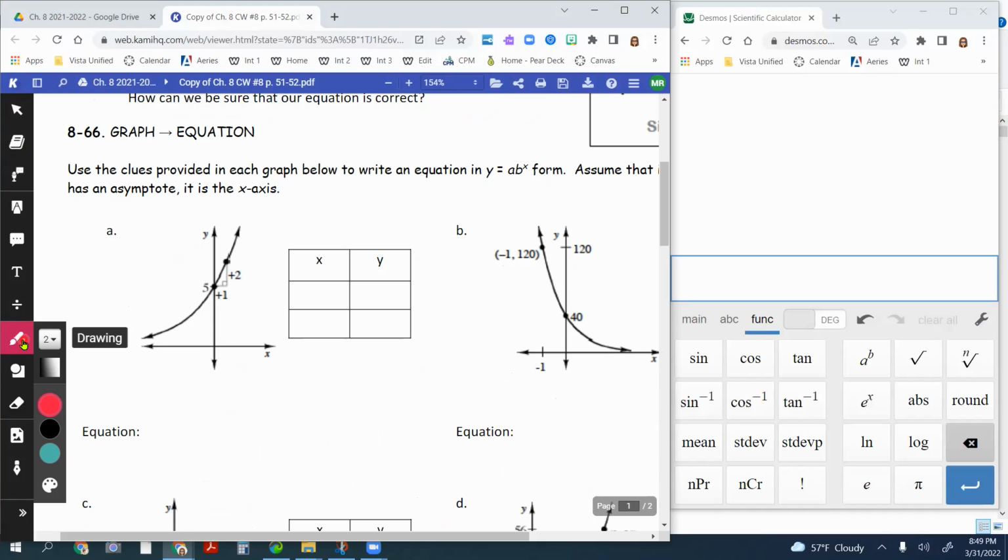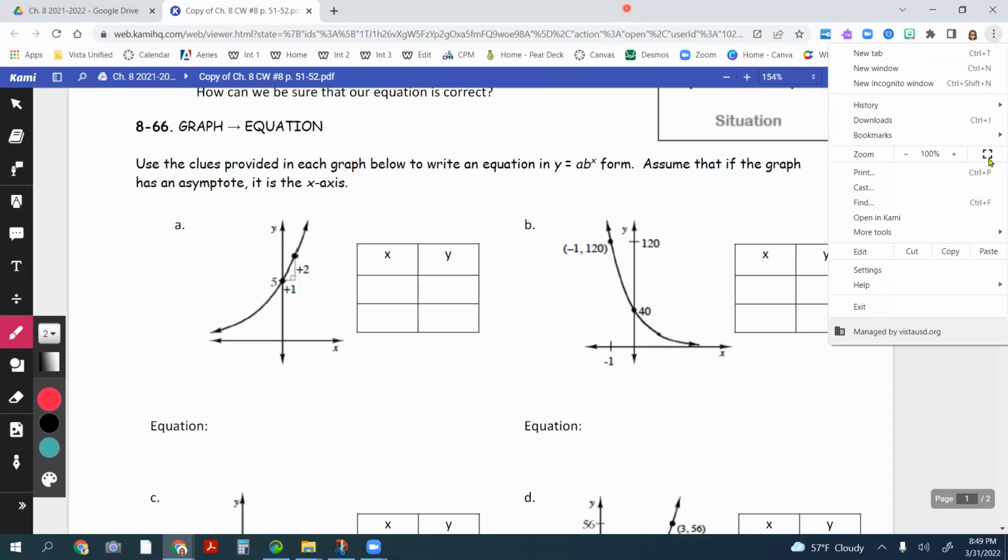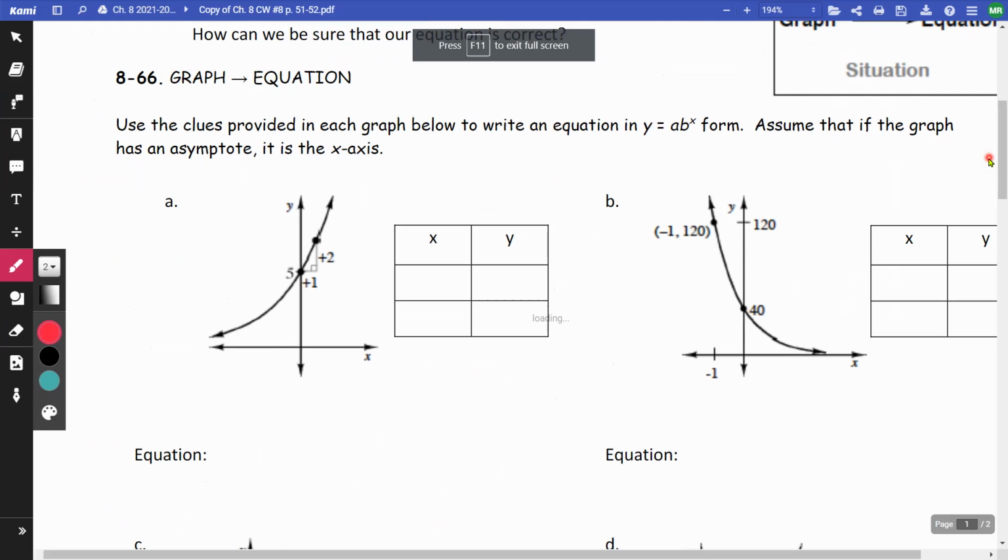Okay. So on the first one here, it might help to look at these points and write them in a table. So we have a 0, 5. Now this point right here, we went over 1, so that means it's going to be a 1, and we went up 2. So 2 more is going to be a 7.